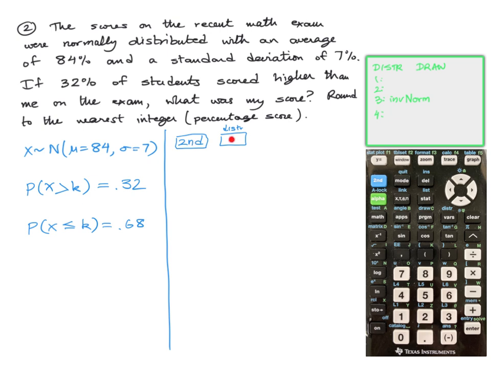So again, we do second distribution, we scroll down to inverse normal, and we hit enter. So the screen changes to the inverse normal screen. It's prompting us for area, mu, and sigma. It probably has old values in there, which I'm now going to change. So again, the area has to be for x less than or equal to k. It has to be accumulating from the left to a k. So I don't want to use the 0.32. That is not going to give me my answer. I want to use the 0.68, which is the area to the left of my k value. So the area value is going to be 0.68.